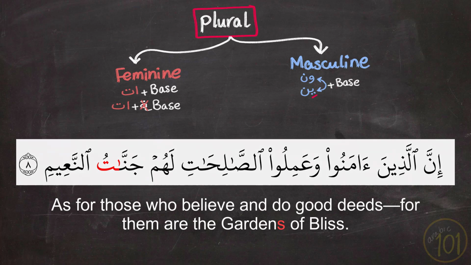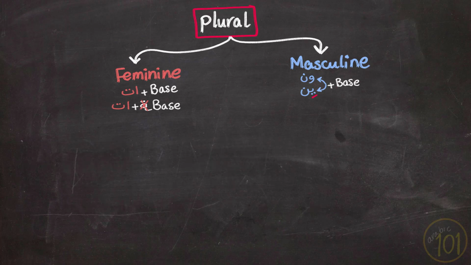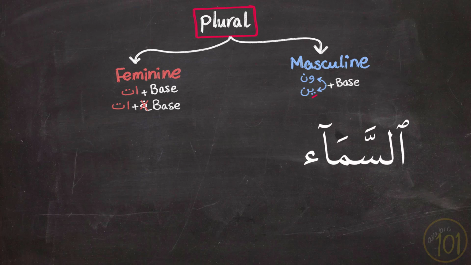النعيم. However, there is one single exception that you will find in the Quran, which is this word, as-sama. Last time we learned that this word is a feminine word, which means the sky. And as you can see, the word as-sama does not end with ta marbuta. So if you want to have the plural form of it, you will only have to add alif ta to the end of the word.